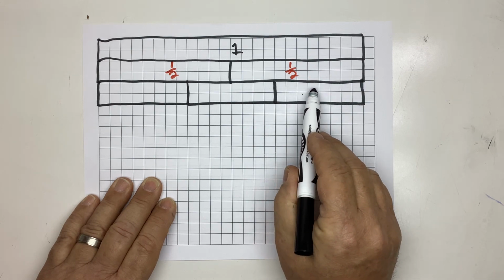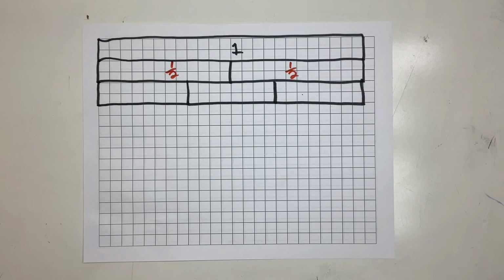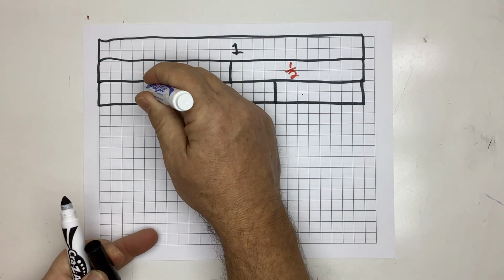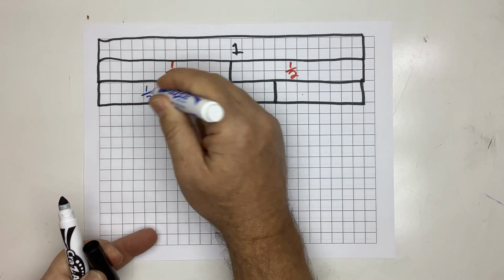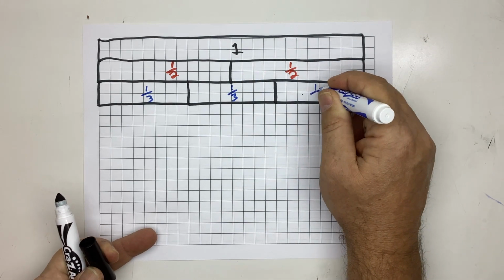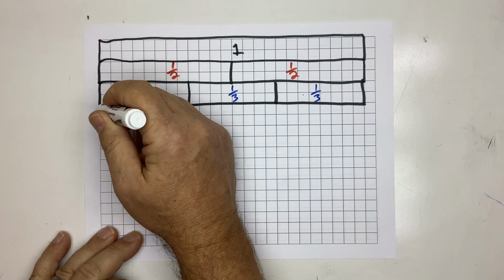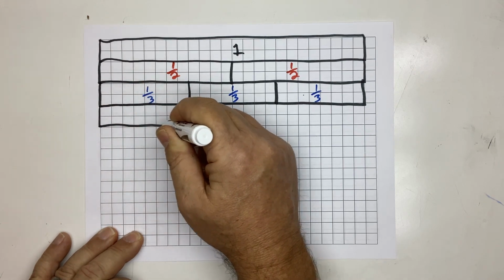1, 2, 3, 4, 5, 6, 7, and 8. So that represents 3/3. Okay, and I'll get blue to do thirds. That's 1/3. That's 1/3. And that's 1/3, which equals 3/3. So go ahead and get 2 more rows of 24.